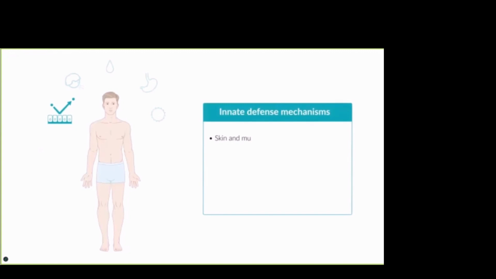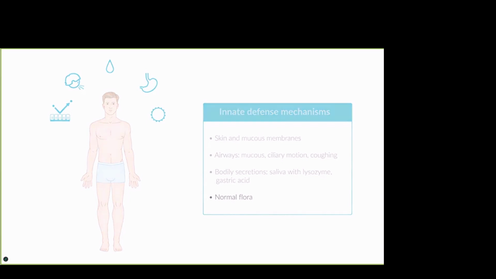The first physical line of defense is provided by the skin and mucous membranes. In the airways, mucus, ciliary motion, and coughing are important defense mechanisms. In addition, bodily secretions also protect us from pathogens. For example, saliva contains lysozyme, which can destroy the cell wall of gram-positive bacteria. If we take a look at the stomach, gastric acid creates a hostile environment for most bacteria. Also, the normal flora residing on the skin and mucous membranes displace and fight pathogens.